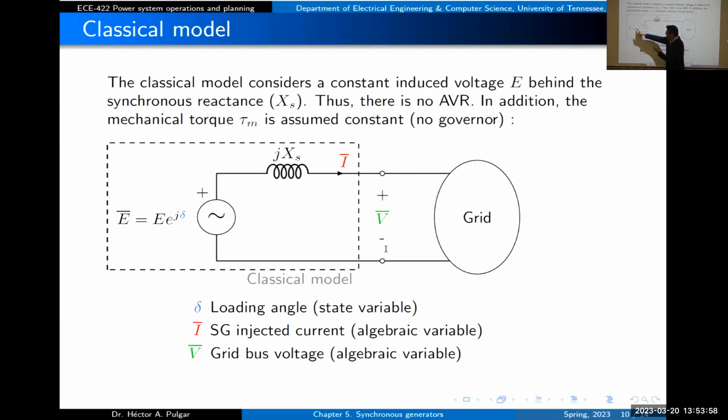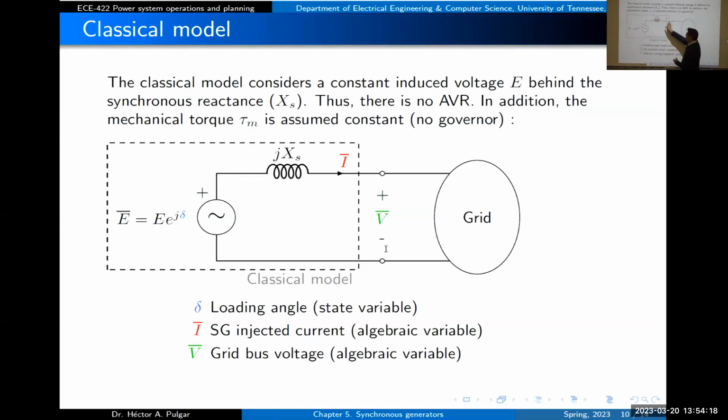The other part, which is the angle of that induced voltage, is the angle delta, the loading angle, the rotor angle. And that is described dynamically. That will have to do with the motion in the machine. So these are state variables, and that state variable cannot change instantaneously.